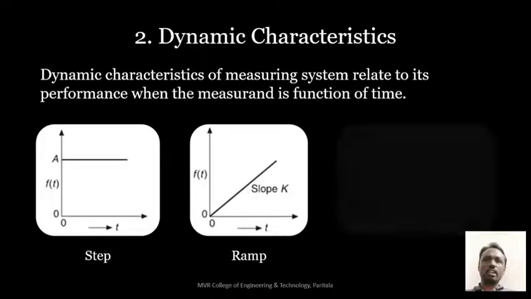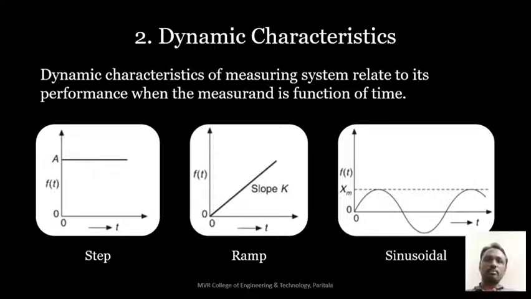Similarly, the sinusoidal input. The sinusoidal input is also a function of time. So f of t here is Vm sin omega t. So these are the three main inputs we have while considering the dynamic characteristics of a measuring system. By using these three inputs, we can check the dynamic characteristics of a measuring system.